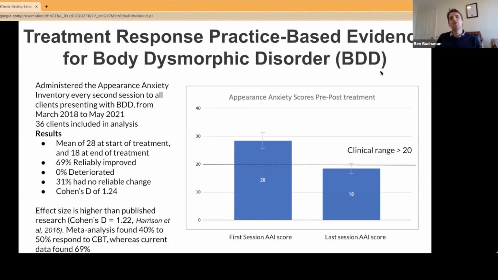For this, I use a particular measure called the Appearance Anxiety Inventory, which is a BDD-specific measure, which also underlines the fact that we've got to be choosing the right outcome measure for the clients that we work with. Back to you, Nathan.